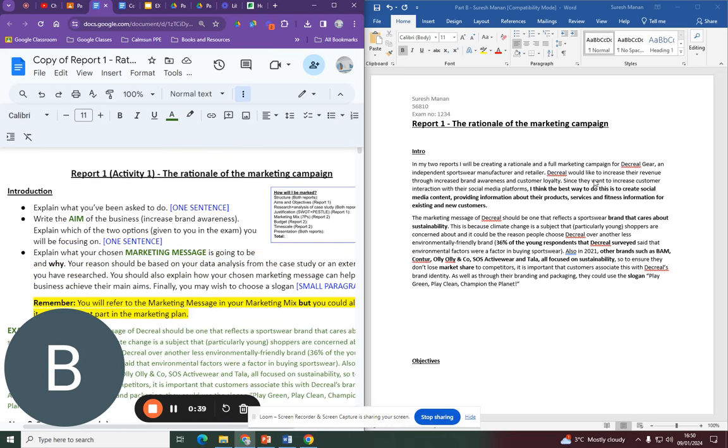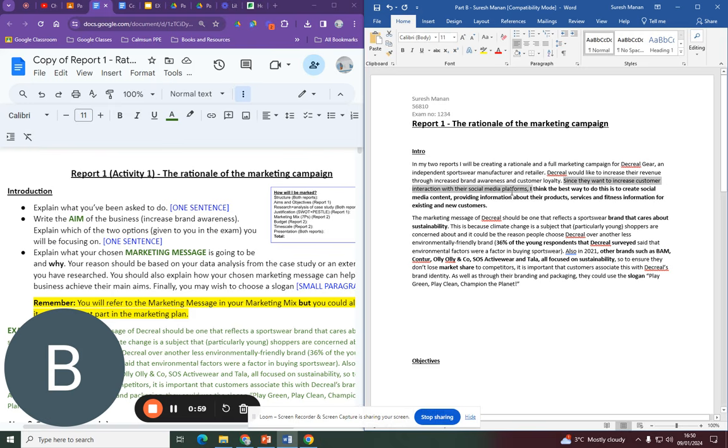Okay, so here's my introduction. I kept it short and sweet at the top. I've said I'm going to be creating a rationale and marketing campaign for Decreal Gear. They're an independent sportswear manufacturer and retailer. They want to increase their revenue for increased brand awareness, customer loyalty. All of this information I've got from the case study.